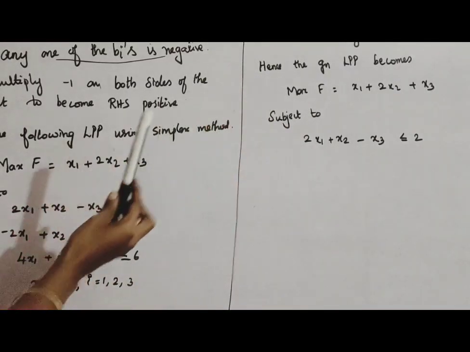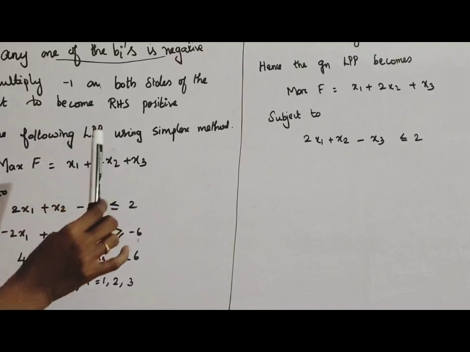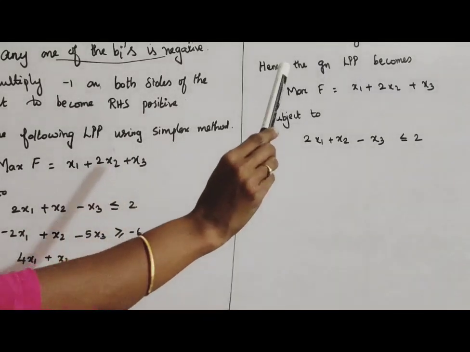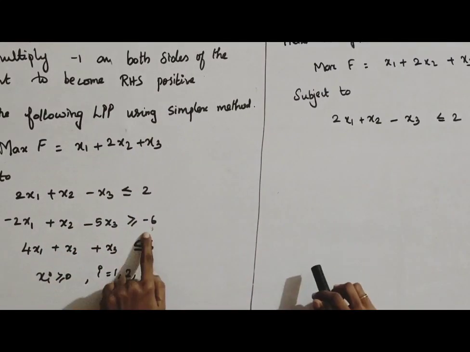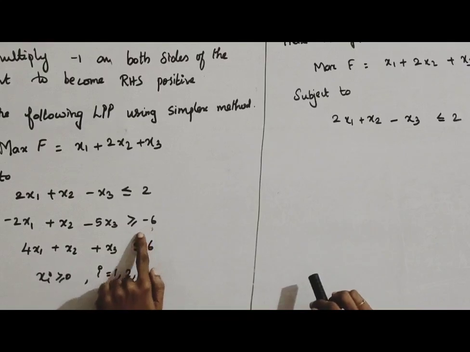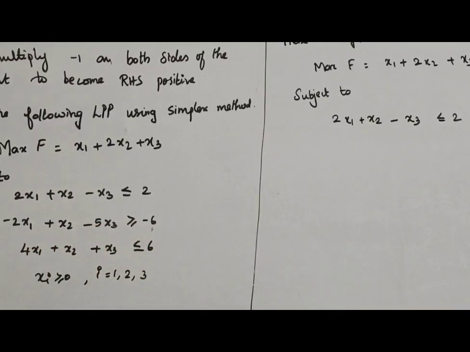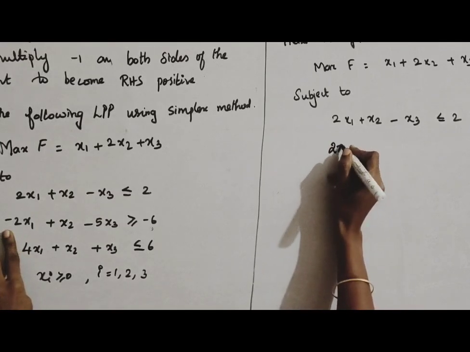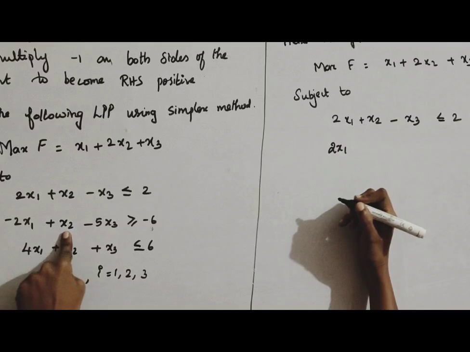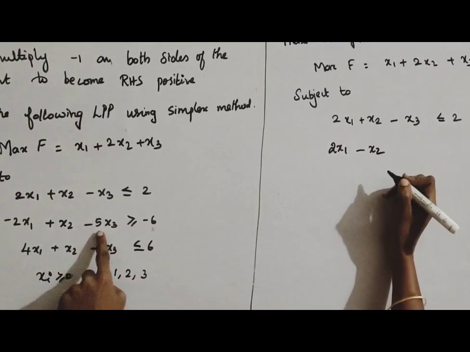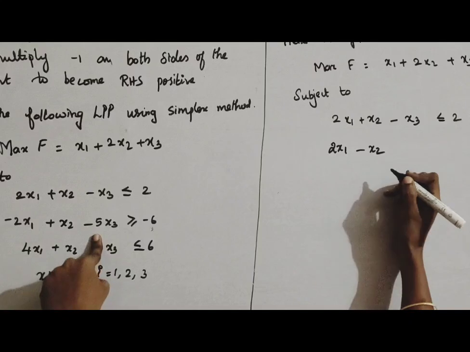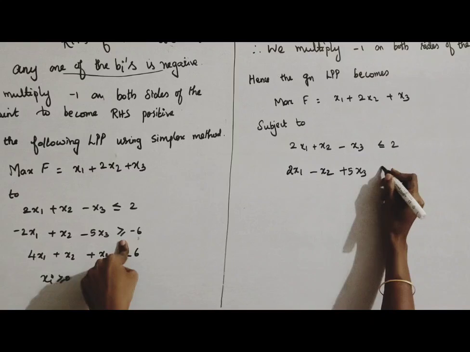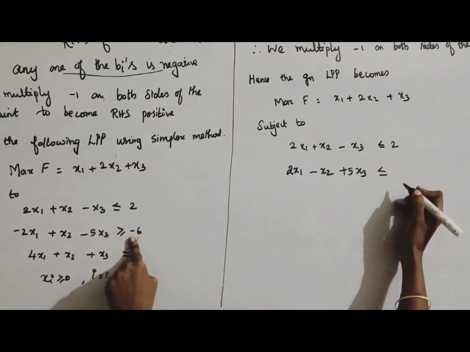Hence the given LPP becomes, you simply write the objective function as it is, that is maximize f equal to x1 plus 2x2 plus x3 subject to the first constraint, which is the same as before. The right hand side of the second constraint is negative, therefore you multiply by -1 throughout the second constraint. Here -1 into -2 becomes 2x1. Multiplying -1 with x2 gives -x2. Multiplying -1 with -5x3 becomes plus 5x3. And the greater than or equal to sign becomes less than or equal to, and -1 into -6 is plus 6.